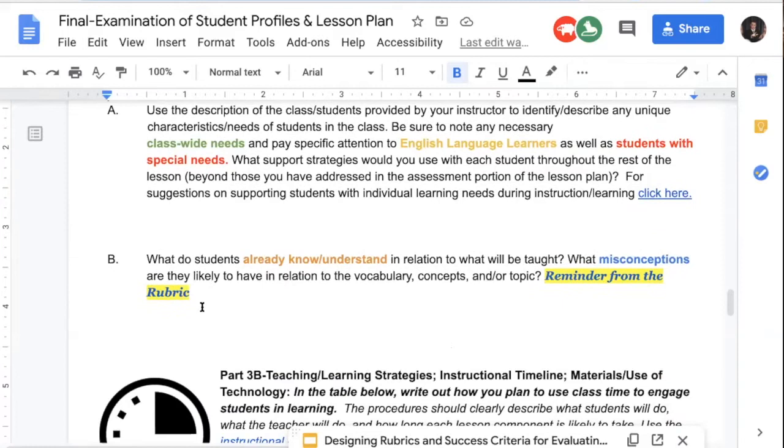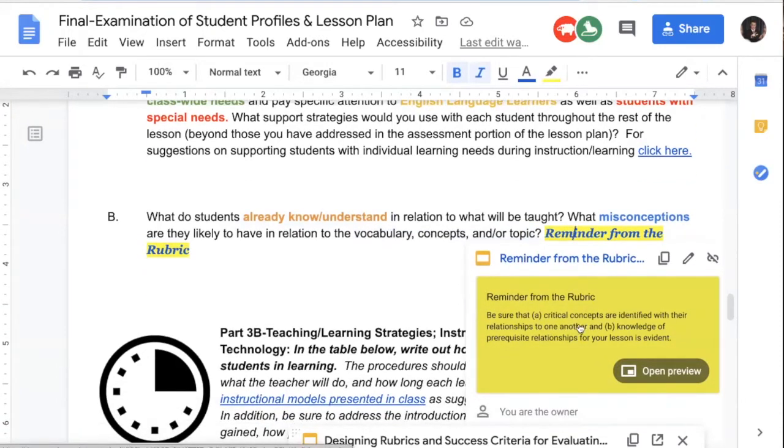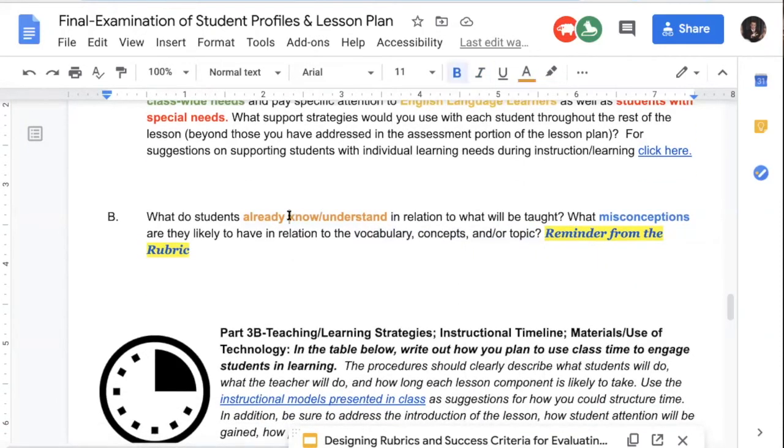Okay. Also, make sure that you address what students already know and understand in relation to what's being taught, as well as what misconceptions they're likely to have when it comes to vocabulary, concepts, or the topic. And you have a reminder from the rubric to make really, really clear that you know the difference between what the standard that came the year before, for example, looked like compared to the standard that you're doing right now.